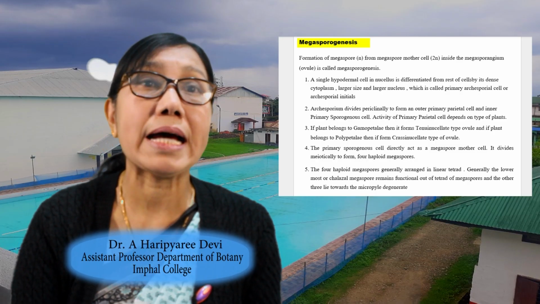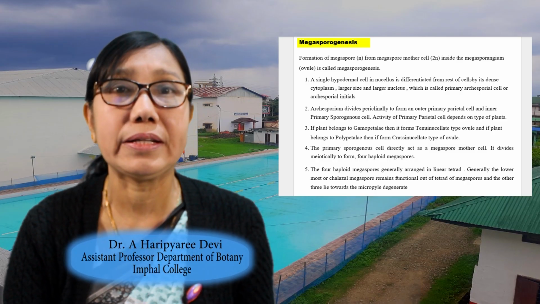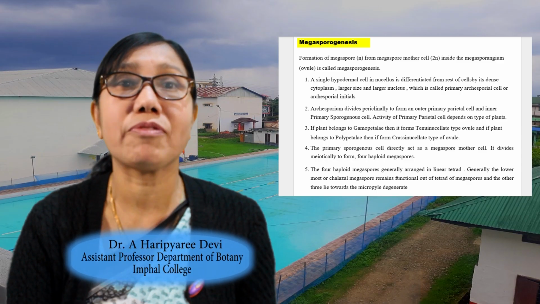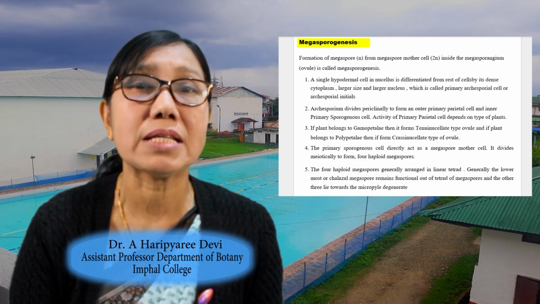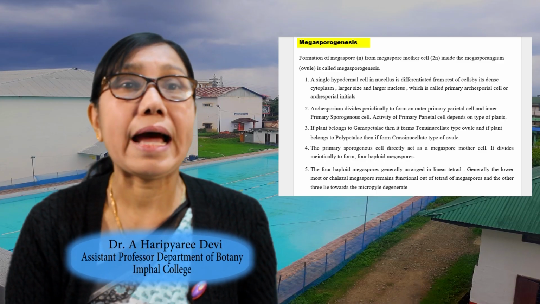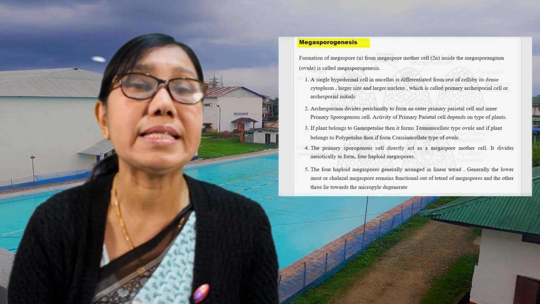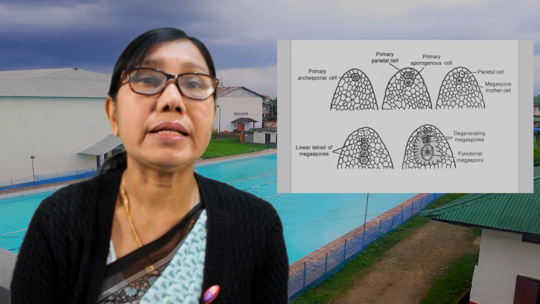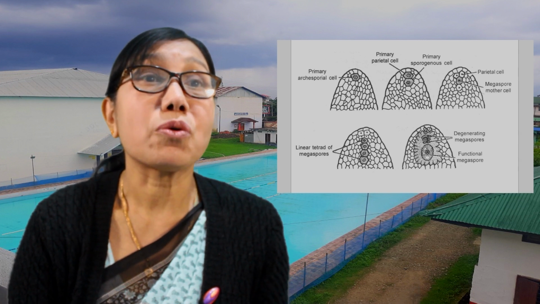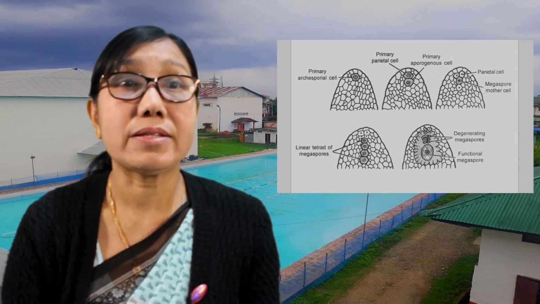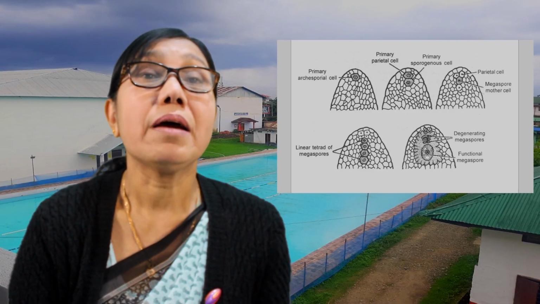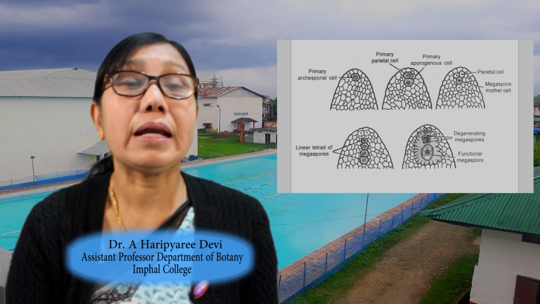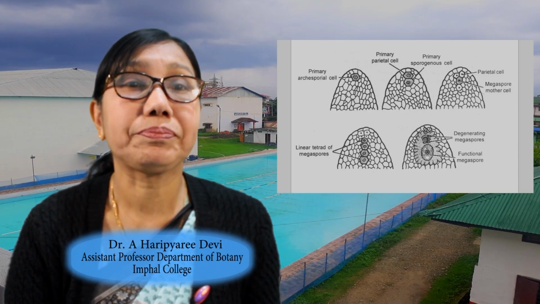The 4 haploid megaspores are generally arranged in a linear tetrad. Generally, the lowermost, chalazal megaspore remains functional, and out of the tetrad of megaspores, the other 3 lie towards the micropyle and degenerate. It is all shown in this picture. The primary archesporial cell is there, the primary parietal cell is there, the primary sporogenous cell is there, and how it divides is shown in the picture.